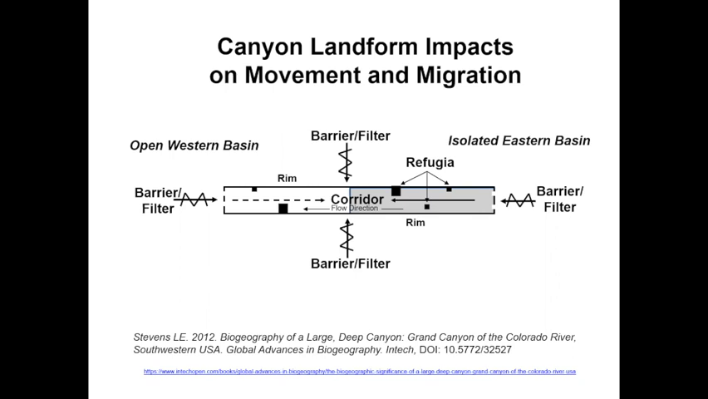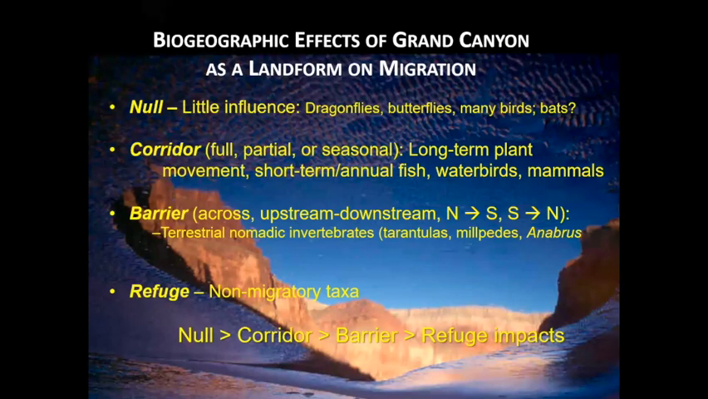The Grand Canyon also is clearly a barrier to many species living on the north versus south rim. It provides refugial habitats of probably mostly non-migratory critters that can't actually leave the canyon. They live in refugia like caves or springs. And then there are some species that are not really affected by the landscape in a migratory fashion, so we've got this null effect with little influence.